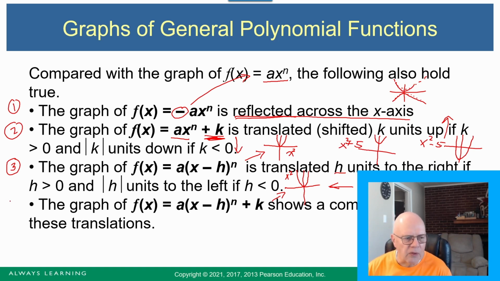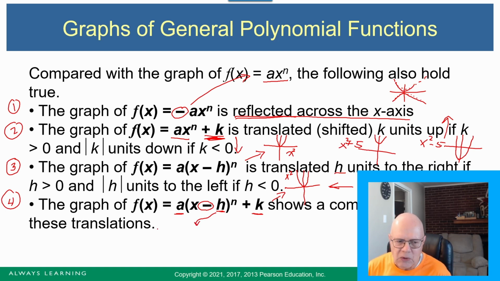And this fourth one is a combination of all those put together. The A is going to determine whether it opens upward or downward. The K is going to determine whether you move the basic one upward or downward. And the H in here, as long as you have this minus here, is going to move it left or right. Now, to be honest, that is a little bit tricky because of that minus sign.